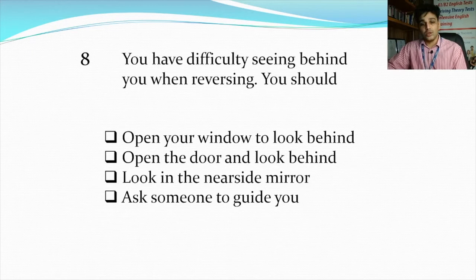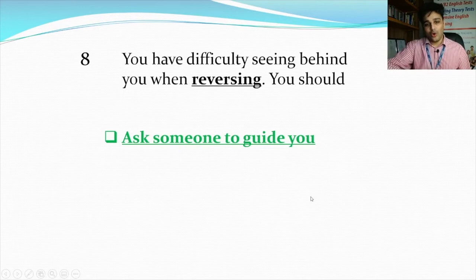Use the near side mirror. Which one's the near side? If you're a driver on the right-hand side, the driver mirror, the near side mirror is that one. So you're probably going to be using that and this one anyway, so it's not an important answer. This is not a good answer. Ask someone to guide you. Bingo. There you go. Well done. So when you're reversing, ask someone to guide you. Excellent. Very good.